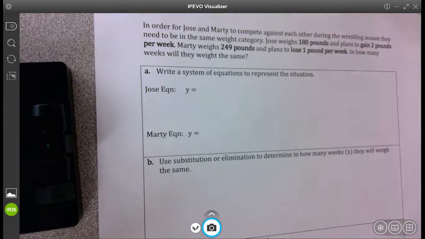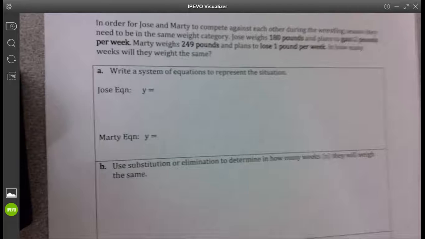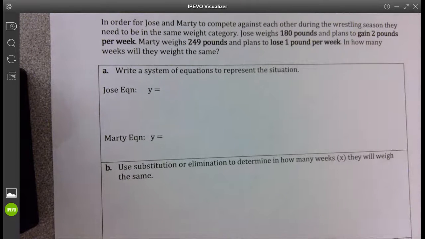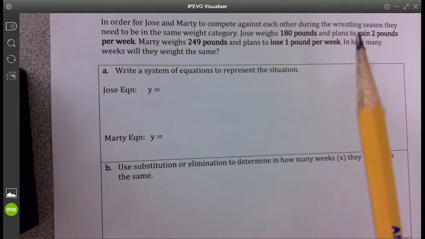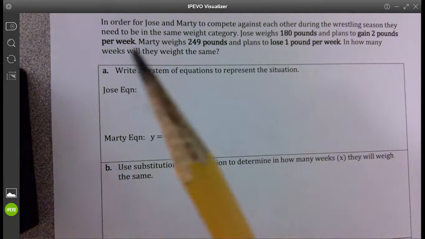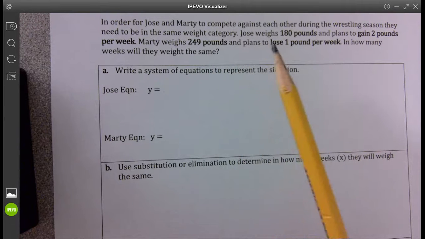Okay. So this is an introduction into systems of equations. So we have two situations here. We have a guy named Jose and Marty, and they are going to wrestle each other. They need to be in the same weight category though. So there's Jose, who to begin is 180 pounds and he plans to gain 2 pounds per week. Marty weighs 249 and will have to go down and lose 1 pound per week. How many weeks will they weigh the same?